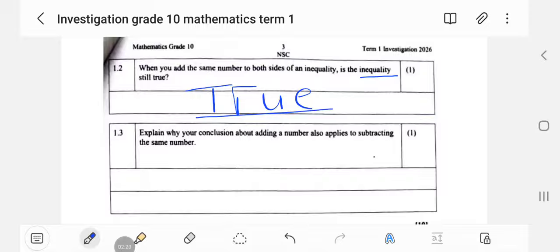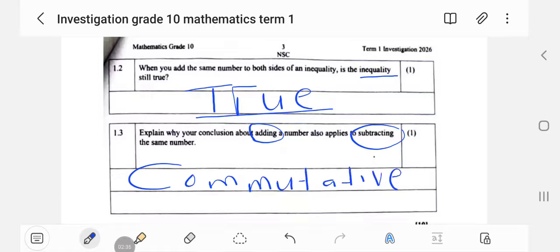1.3. Explain why your conclusion about adding the numbers also applies to subtracting. So the reason is because of the commutative property. So if plus times minus gives us negative, even minus plus will give us the same answer.